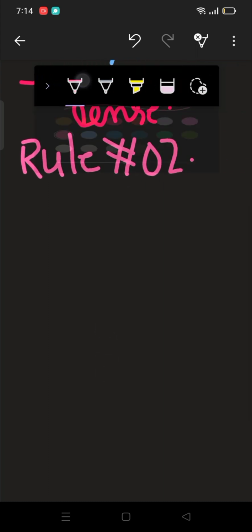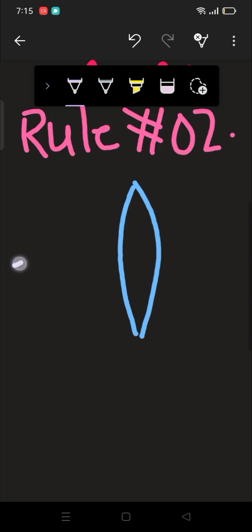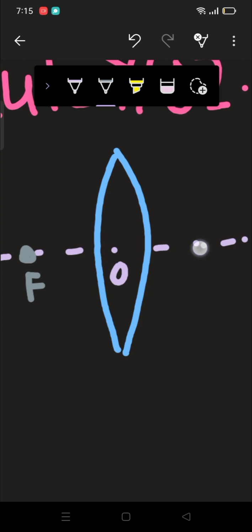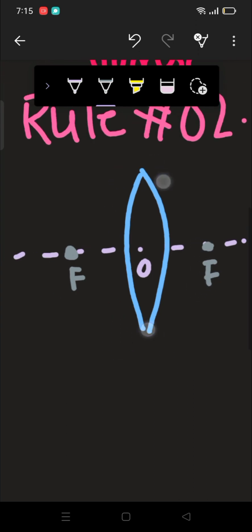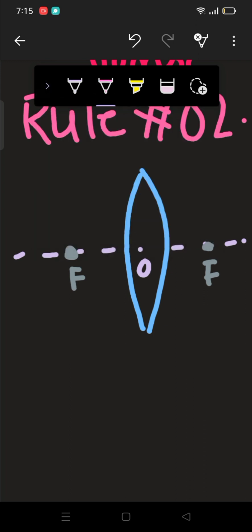Alright, so initially I am going to show you this with the biconvex lens. This is the biconvex lens. Here we have the principal axis. This is the optical center. Here we have the focal point, and here we have another focal point. So what I said, the light ray coming from the focal point will go parallel to the principal axis after refraction.